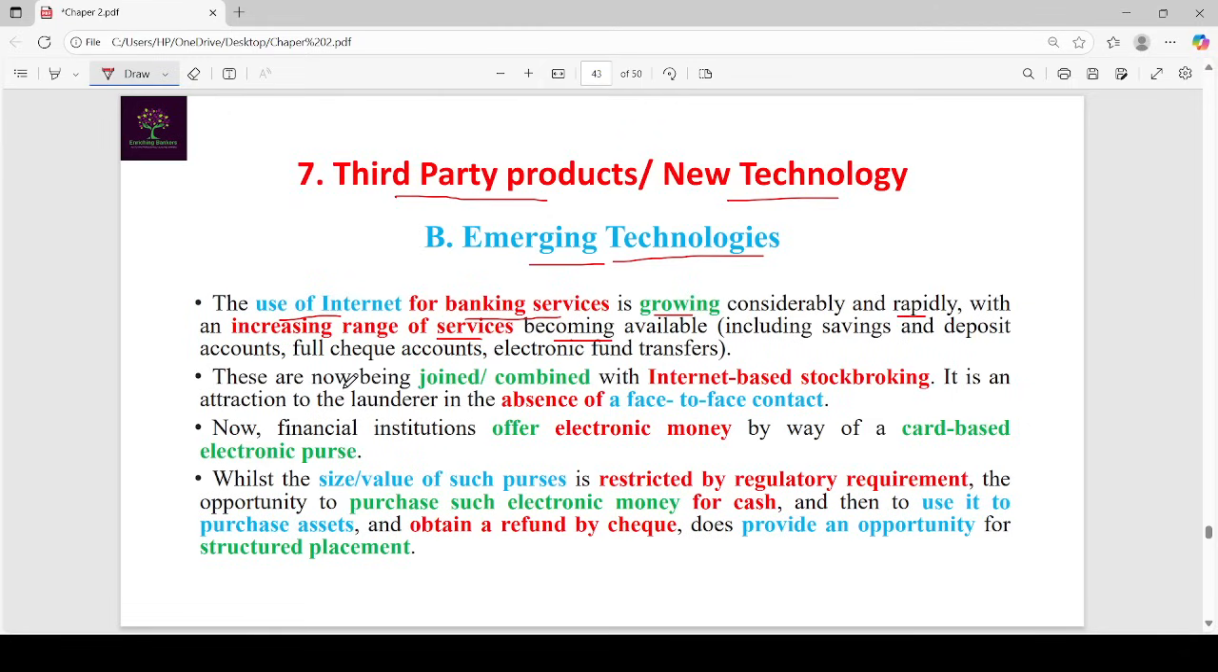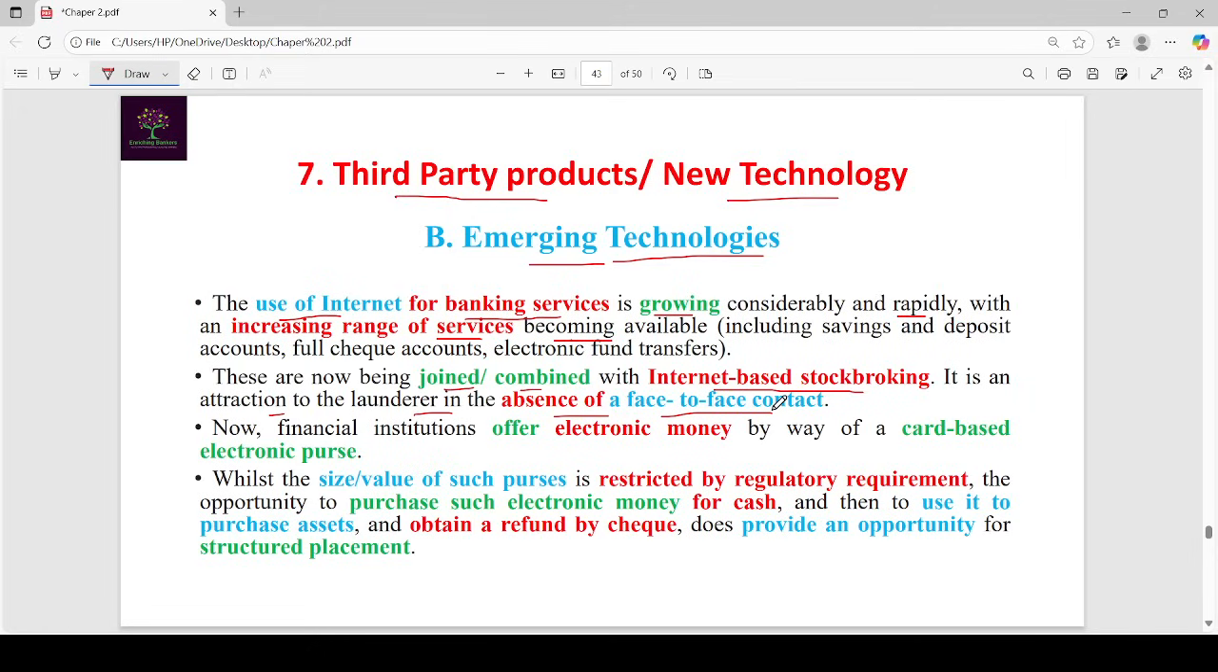And also, these are now being combined with internet based stockbroking. It is an attraction to the launderer in the absence of face to face contact. So, for doing transactions through the internet, face to face contact is not required. So, that is an advantage to the launderers.